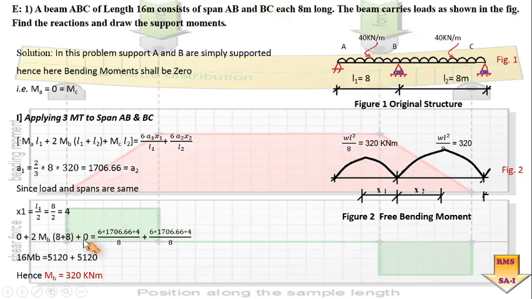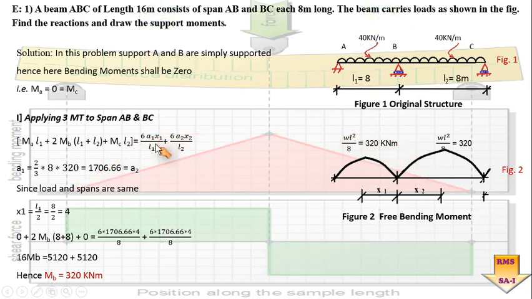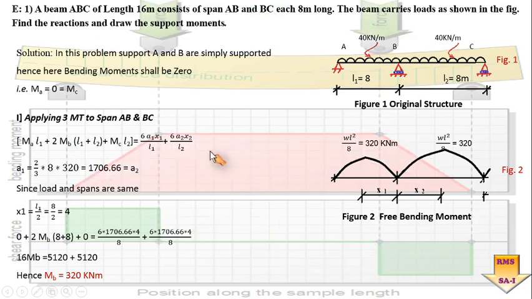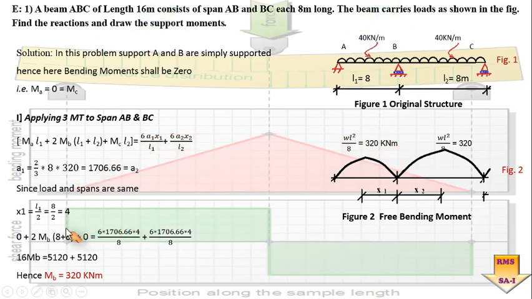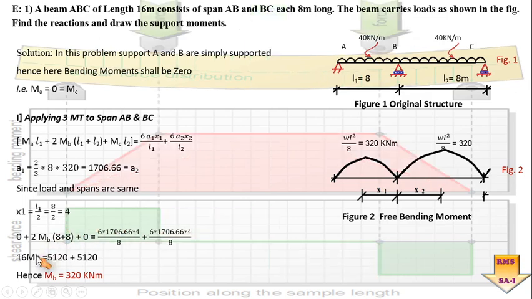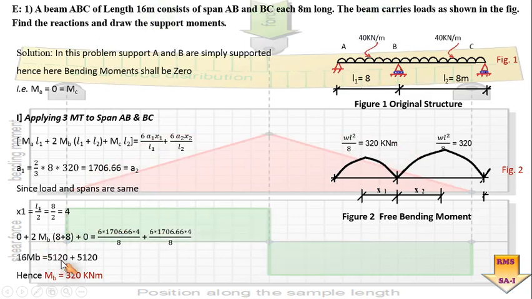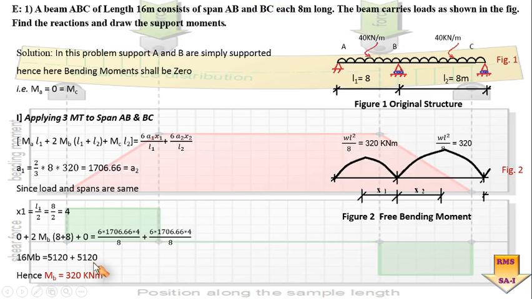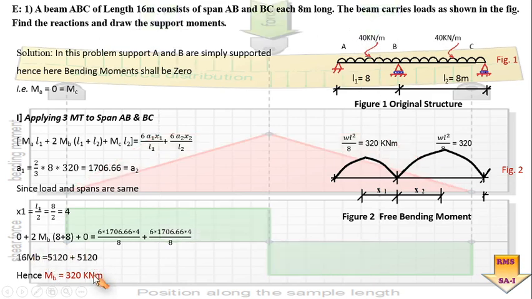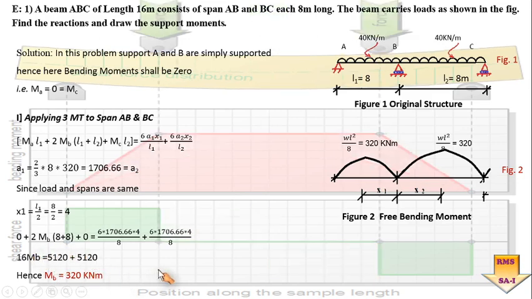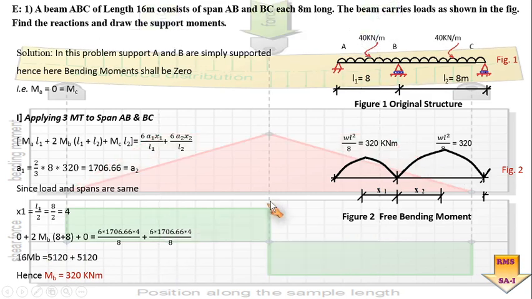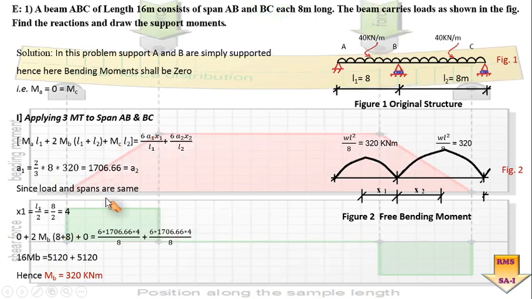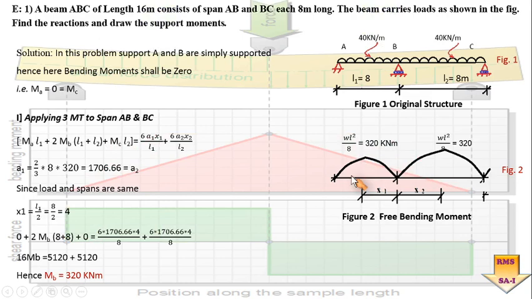So putting all these values in equation number 4, which we mentioned earlier, and simplifying that, we are getting 16 MB is equal to 5120 plus 5120. Therefore, we get MB is equal to 320 kilonewton meter. So this is how we are going to work out the value of the unknowns one by one.